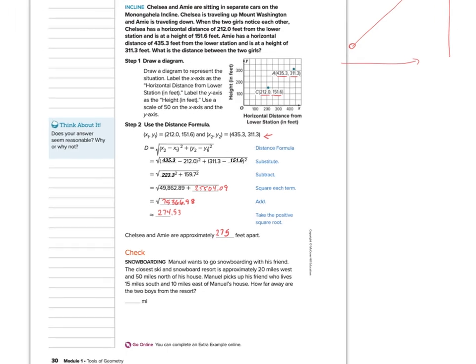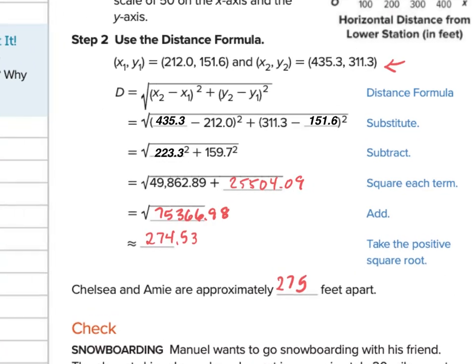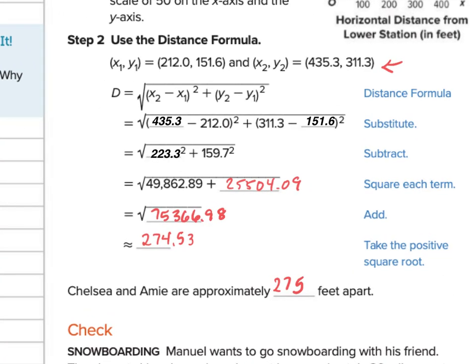Okay, so once we plug in those values into our formula, yes, it requires a calculator because the numbers are a little bit more extensive than what we had before. But here, x2, x1, y2, y1, we simplified, we squared, we combined, added, and then the square root of 75,366.98 is approximately 274.53. Okay, so there's my approximate decimal of my square root. Chelsea and Amy are approximately 275 feet apart.